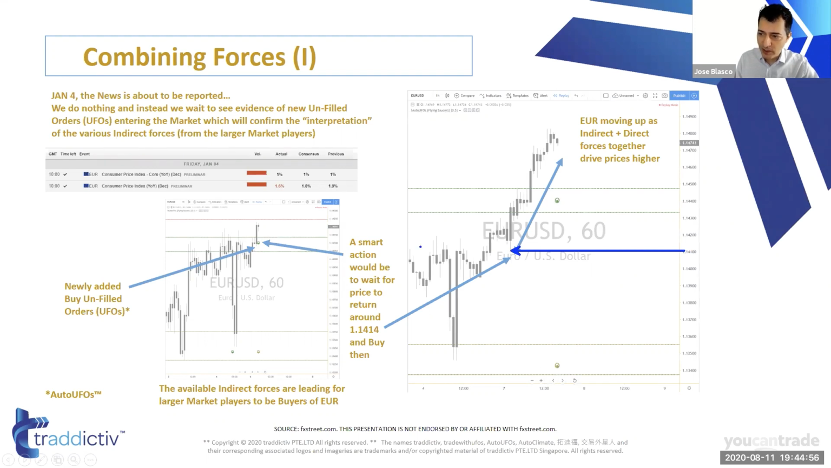So price went all the way there, hit the UFO. Okay, and from there price started moving higher. So that was a beautiful trade. Now let's say you missed that one. Well, afterwards another UFO formed a bit higher, around 114.45 or something like that.